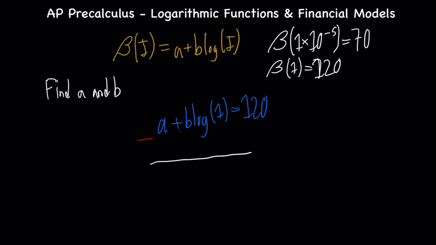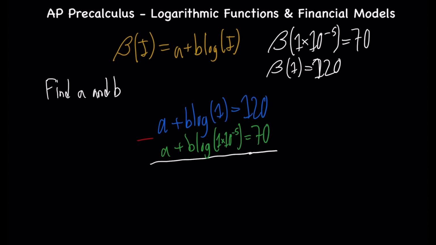A, because remember, A plus B log I is the equation that we're setting up here. And A plus B log 1 is equal to 120 as per this equation, right? So we have 120 here. This is essentially 120. And then on the bottom, what we have here is essentially 70, because that's what it's equal to, right? So now we just subtract them.